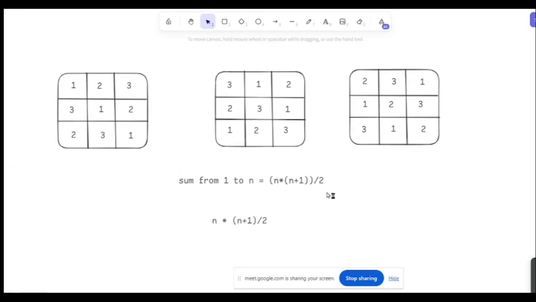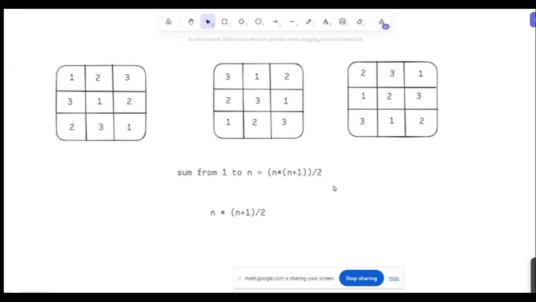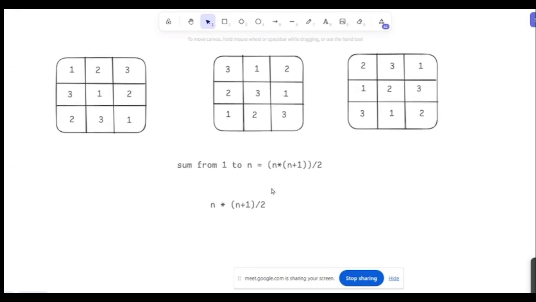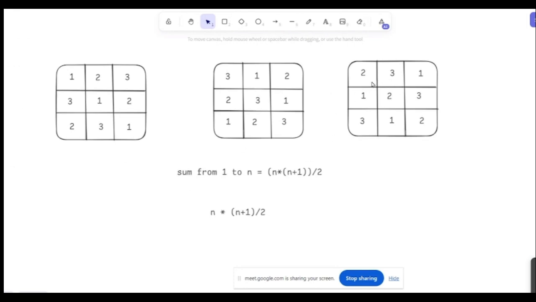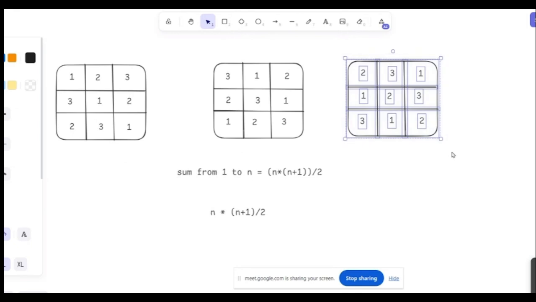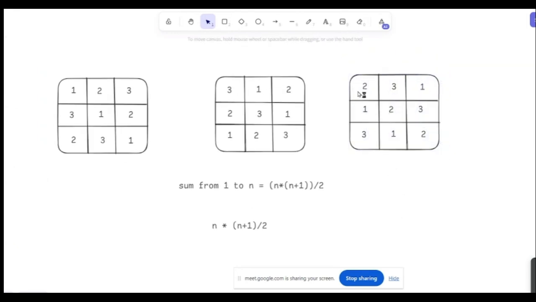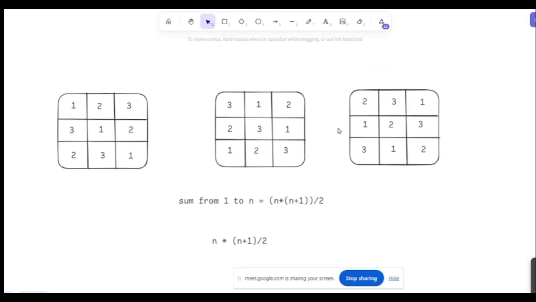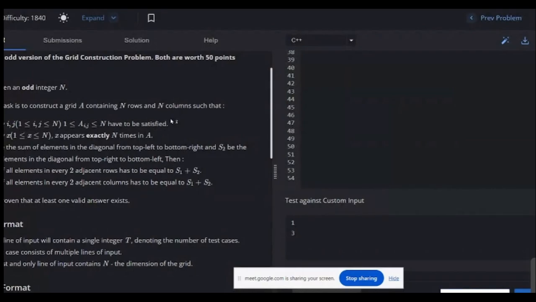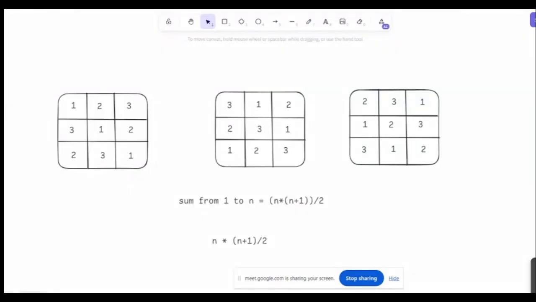Yes, that's the approach. But now the problem is how to code it. We can't directly write different logic for different rows. Here what we are doing is printing 1 to n numbers and shifting to the right, and just choosing some element n times in the left diagonal. So let me show my code. Is the approach clear to everyone?